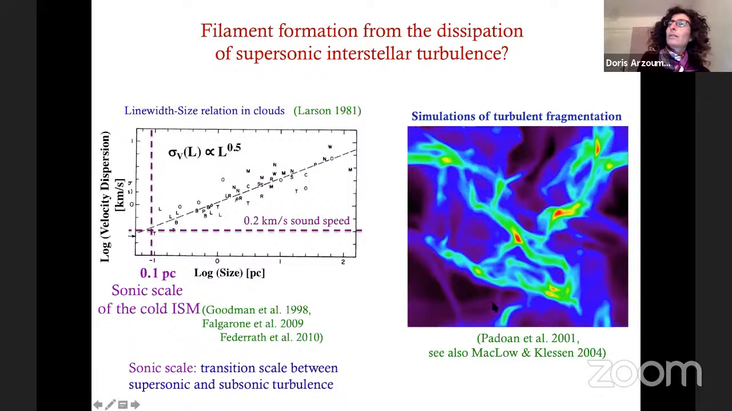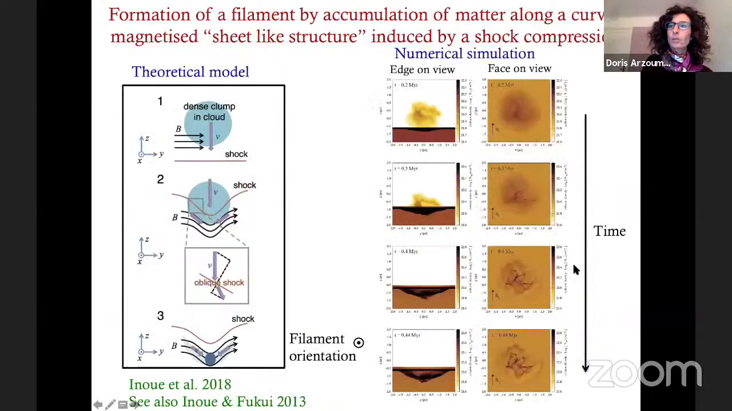And also, this kind of filamentary structures at the 0.1 parsec scale are formed in simulations where there is dissipation of turbulence. So this gives a hint that the dissipation of large-scale turbulence may be important in the formation of this filamentary structure. And just to finish, I'd like to discuss a theoretical model for the formation of the filament.